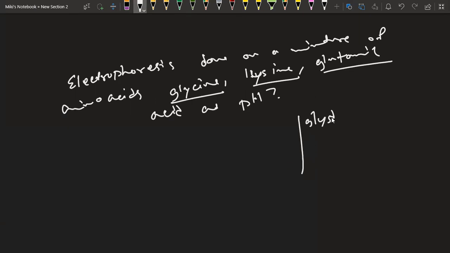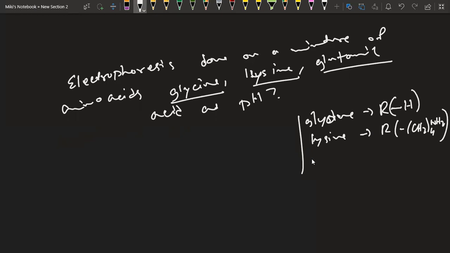Glycine, we know the structure. The R group is H, isn't it? Then we have lysine. Lysine, we also know the R group is (CH2)4NH2, isn't it? From our previous lectures.